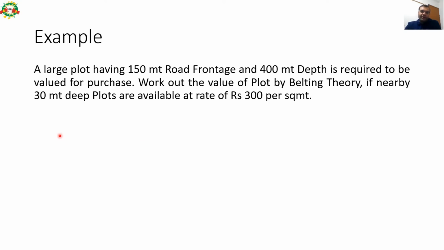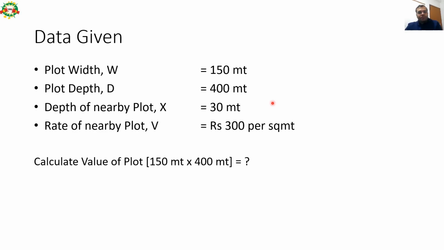If nearby 30 meter deep plots are available at the rate of 300 rupees per square meter. So here the depth of the nearby plot is given, and the land rate of the nearby plot is given. It is mentioned that the belting method is to be adopted, and the dimensions of the bigger plot are given, so we have to value the bigger plot. So the data given is: width of the bigger plot, depth of the bigger plot, depth of the nearby plot, and sale data for the nearby 30 meter deep plot, and the value of the plot has to be calculated.